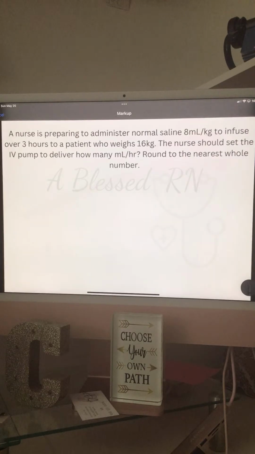So 8 milliliters per kilogram infused over 3 hours to a patient who weighs 16 kilograms. The nurse should set the IV pump to deliver how many milliliters per hour? Round to the nearest whole number. Make sure that you round how they tell you to round, okay? That's one of the main things that people mess up on. You set up the problem flawlessly, but you don't round like they tell you to, and then they don't give you the points, okay? So what is this asking for me to give it?